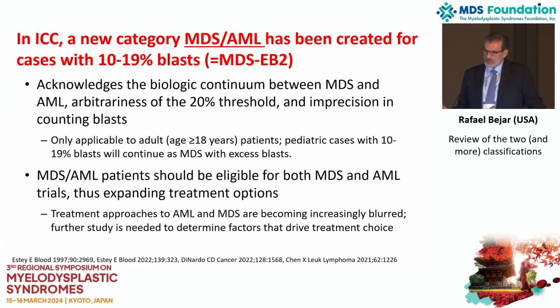But I think most controversial was the creation of this ICC category called MDS/AML that was created for those individuals with MDS and 10 to 19% blasts. My interpretation of the rationale for this is that there's a biological continuum between MDS and AML, that having an arbitrary 20% threshold really didn't make any sense, that if a person had 19 versus 21%, they obviously have the same biology. The other question, of course, is what have we done by simply lowering that threshold down to 10% now, where we have another boundary to deal with?